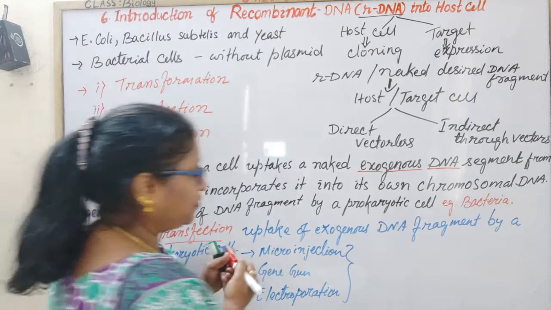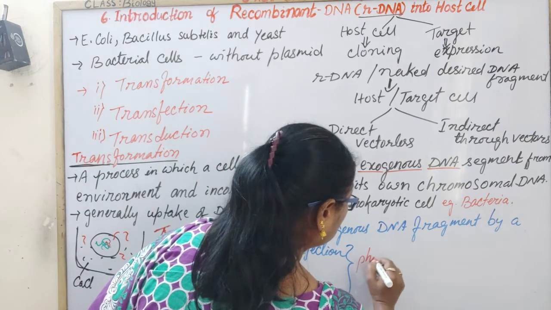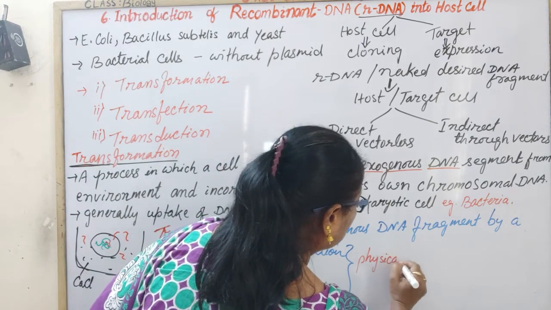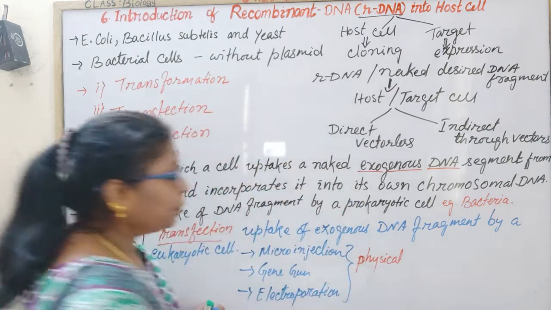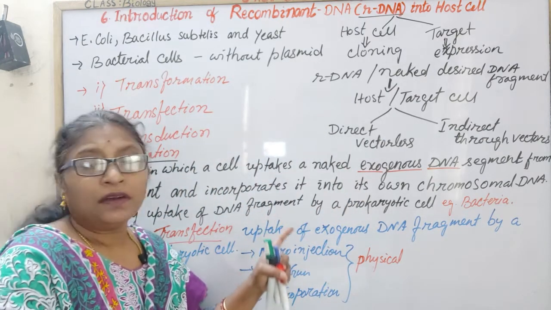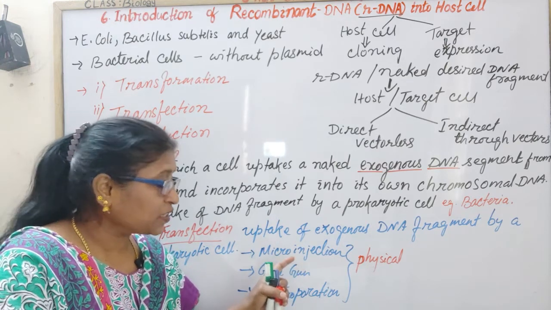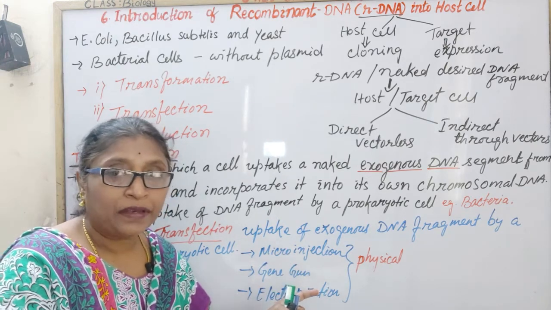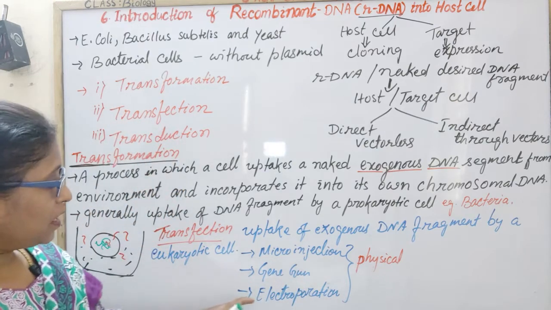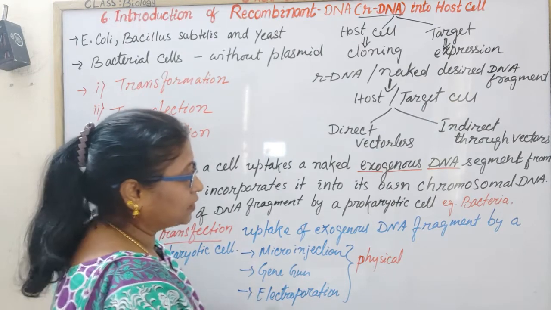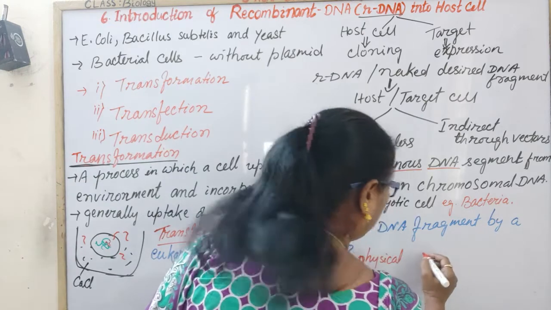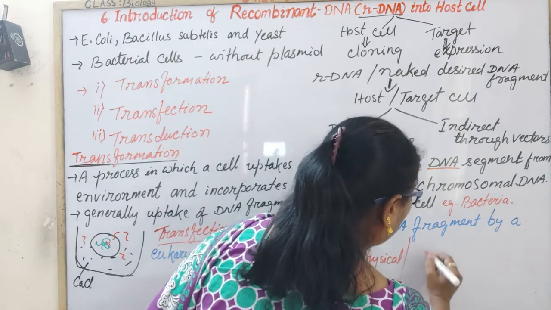These are the physical transfer methods. In the physical method of transferring the gene, the DNA fragment is transferred to the target cell directly, to a plant cell or animal cell, and electroporation is generally used in plant cells. Another method is chemical.